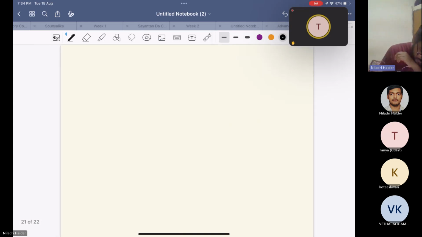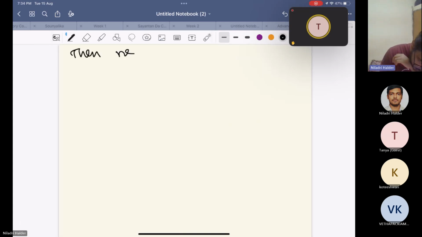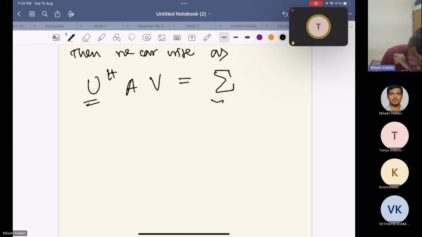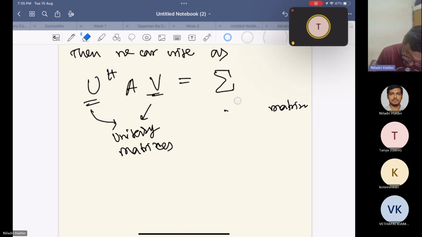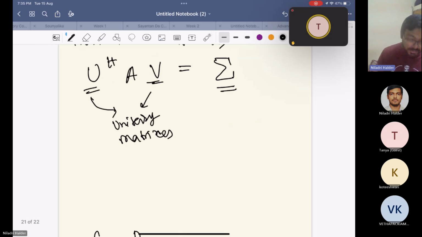Okay, so then A can be written as some unitary matrix U Hermitian A V is equal to a diagonal matrix. What should be the diagonal elements? I will show, but these are the unitary matrices. So this is not diagonal. These are matrices. I'll show what the sigma is here.